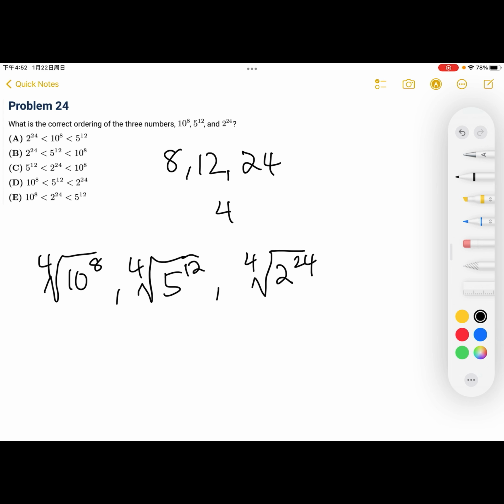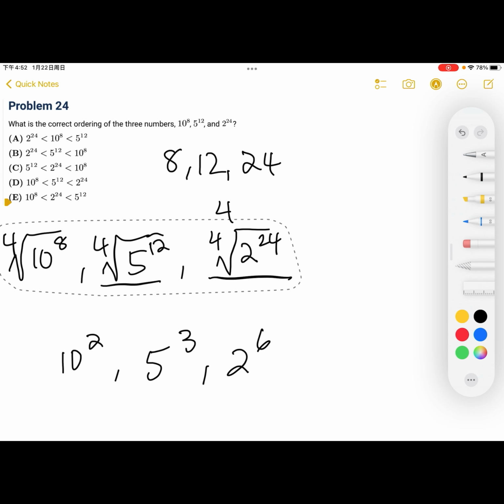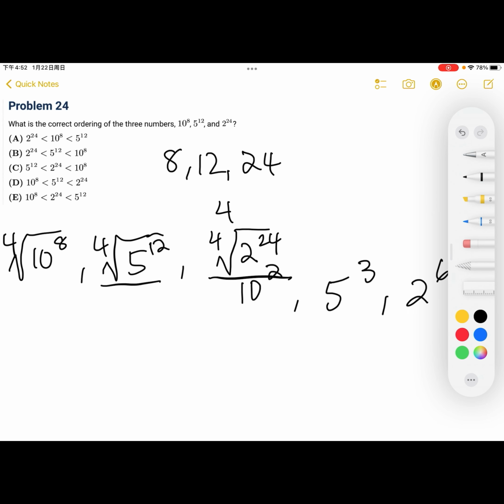or power to a root, then you just divide. So 10 to the 8th to the 4th root is just 10 to the 2nd power, because 8 divided by 4 is 2. And then this right here is equal to 5 to the 3rd power. And then this right here is 2 to the 6th. Now, all of these right here are relatively simple powers that we've probably all learned before.